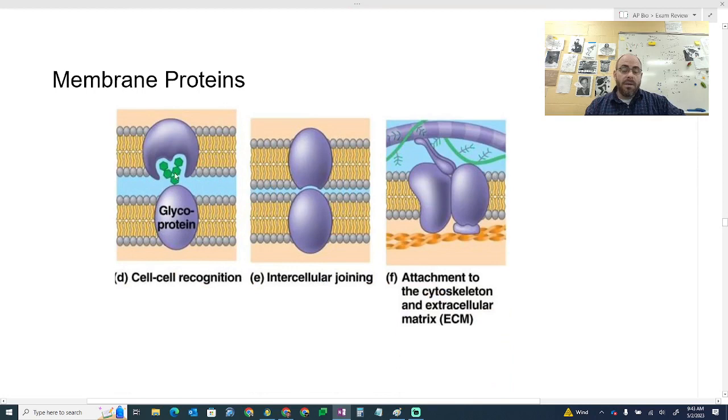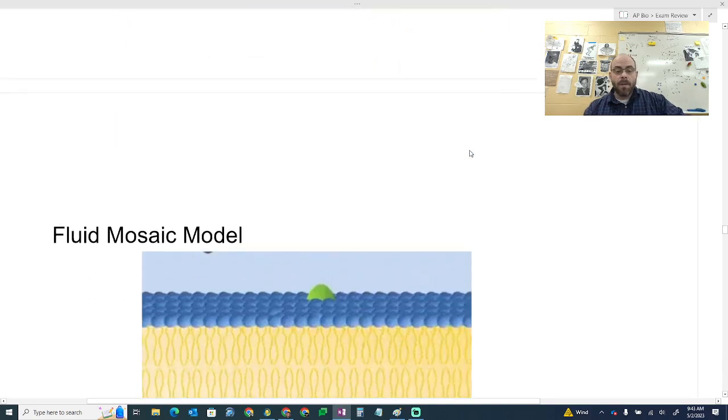They could have cell recognition. Hey, this is us, let's be nice to it, or hey, that's not us, time to kill it, sort of thing. They can have an intercellular joining, literally stitching cells together so that they don't fall apart. And attachment to the cytoskeleton and extracellular matrix. Basically the cytoskeleton inside the cell represents the support structure for the inside. The extracellular matrix represents the support structure for the outside of the cell, also some communication properties. And so what this allows these things to do is, again, communicate inside and outside the cell.